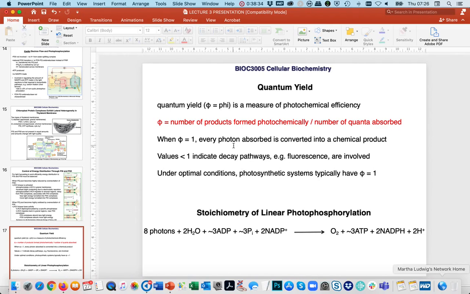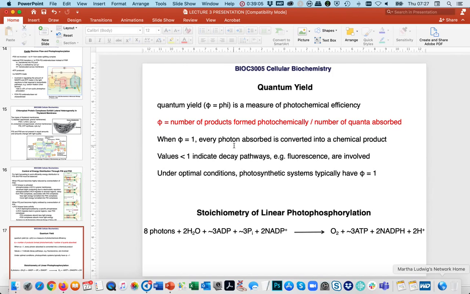Okay? When values are less than 1, then that means decay processes are happening. For example, fluorescence is involved, and the light energy is not used in photosynthesis, is not used in photochemistry. What we see with plants is that when they're working under optimal conditions, photosystems have a phi of 1. They're very, very efficient at harvesting light energy and converting it to chemical energy.